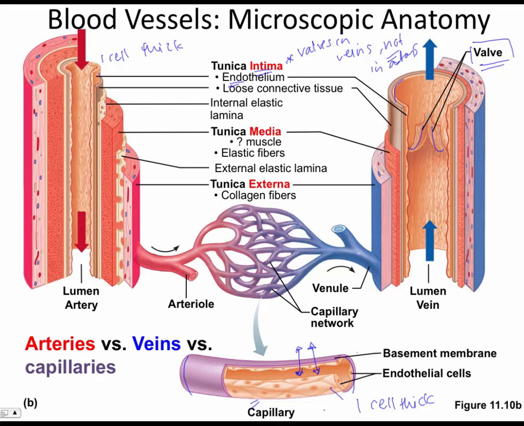Another thing you want to see is this lumen. The lumen is the space here within the vessel, the innermost region. The lumen is going to be smaller here within the arteries.